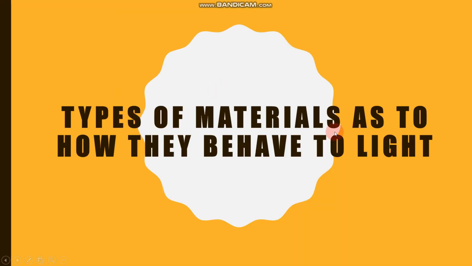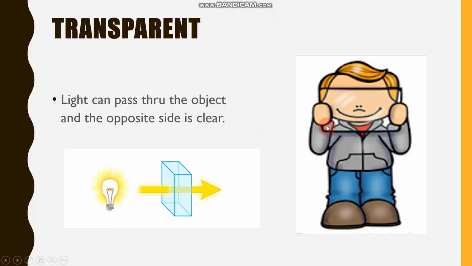Next, types of materials as to how they behave to light. So, napasadahan na rin natin to. We have the transparent, di ba? The light can pass through the object and the opposite side is clear. Katulad nito, kayang mag-pass through dun sa object and then kita mo pa yung kanyang kabila. So, it transmits 90% or more of the incident light o yung light na nanggagaling sa ating source. So, it can transmit na 90% or more, and it allows sufficient visible light to pass through them that the object on the other side, di ba, may be clearly seen, katulad nito. So, that is the transparent.